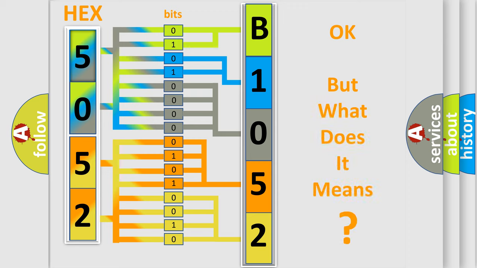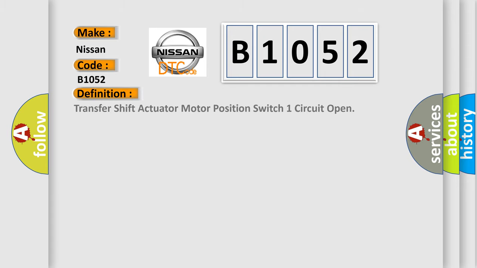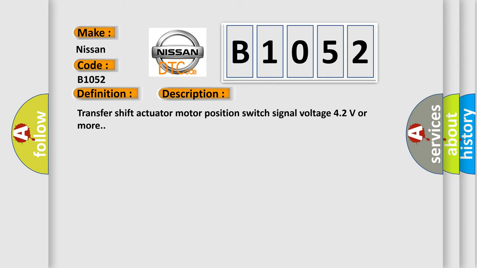The number itself does not make sense to us if we cannot assign information to what it actually expresses. So, what does the diagnostic trouble code B1052 mean specifically for Nissan vehicles? The basic definition is transfer shift actuator motor position switch 1 circuit open. And now this is a short description of this DTC code: transfer shift actuator motor position switch signal voltage 4.2 volts or more.